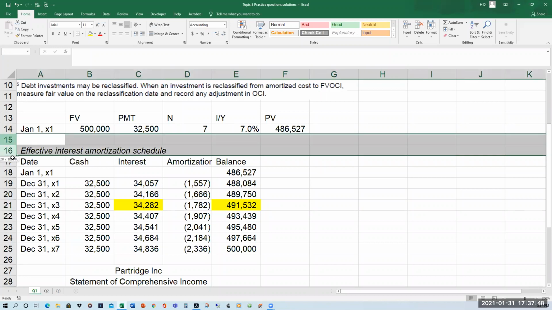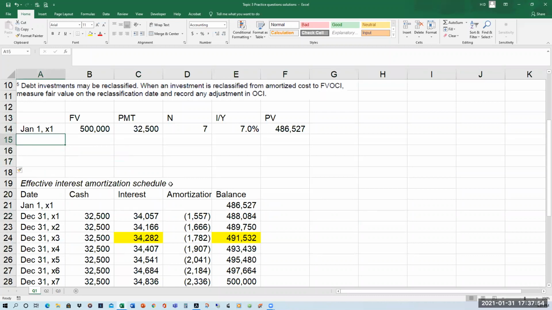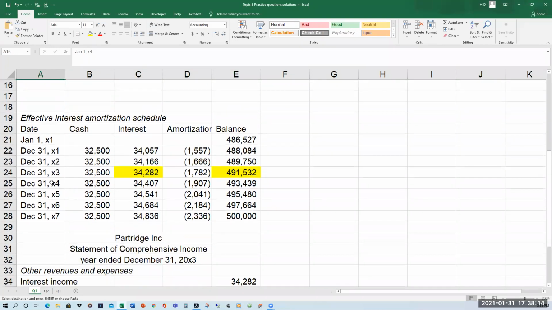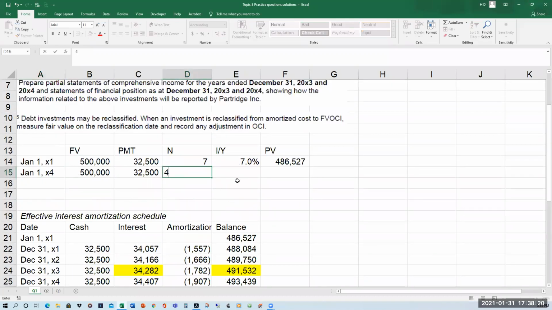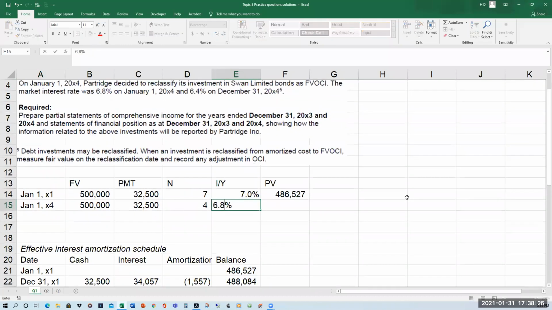Now, when the decision is made, I'm going to insert a few lines here to make life easy. As of Jan 1st, year 4, if we were to do the calculation, the face value of the bonds is still 500,000 and the coupon payment is still 32,500. Now, from Jan 1st, year 4, the number of years remaining to maturity is 1, 2, 3, 4, because 3 years have already passed. The market interest rate at that date was 6.8%.